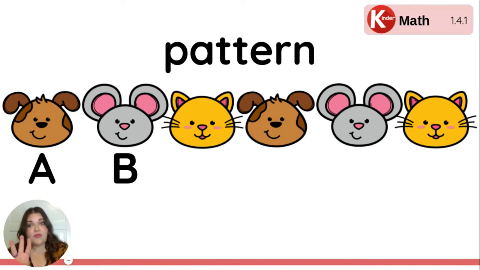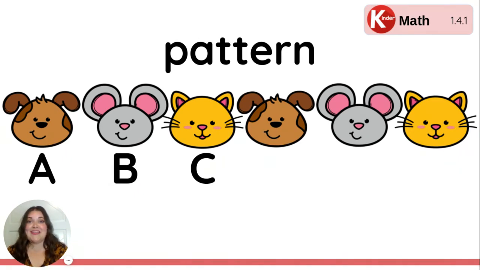Now, this is the tricky part. In this pattern, we have three different pictures: the dog, the mouse, and the cat. Has there been a cat in our pattern yet? Well, in the last pattern, but this is a new pattern. And in this pattern, there hasn't been a cat yet. So the cat will not get the letter A, and the cat will not get the letter B. What letter do you think the cat will get? A, B, C. Of course, the cat is the third picture of the pattern, so it gets the letter C. C is the third letter in the alphabet.